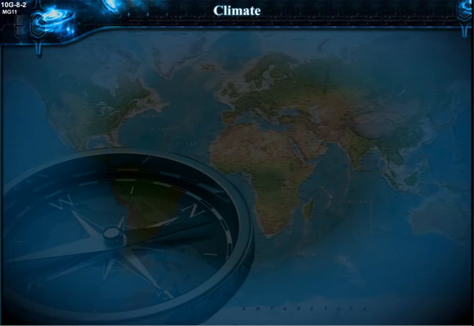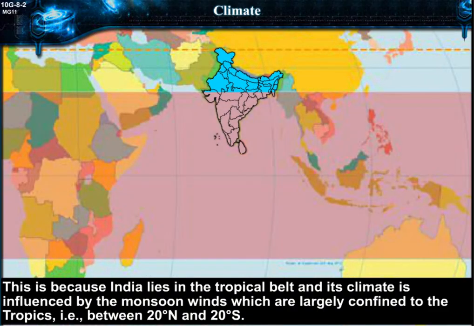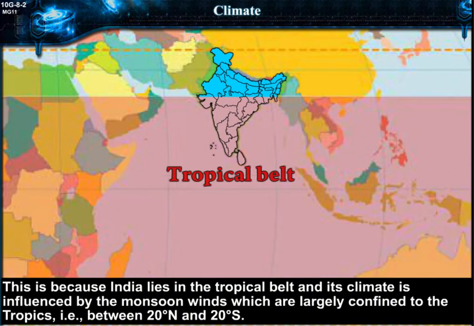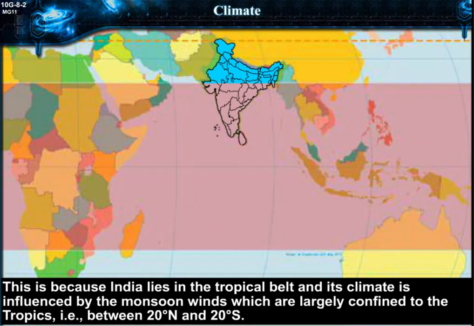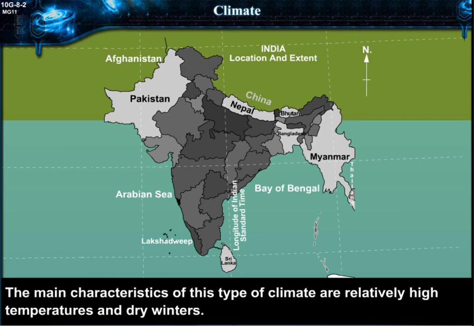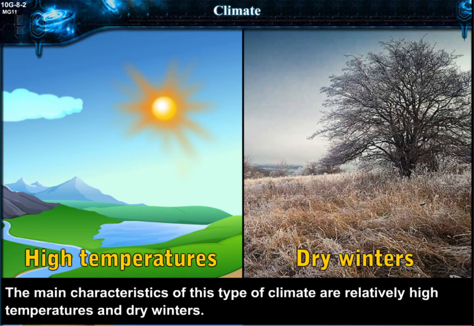Climate. India has a tropical monsoon type of climate. This is because India lies in the tropical belt and its climate is influenced by the monsoon winds, which are largely confined to the tropics, that is, between 20° north and 20° south. The main characteristics of this type of climate are relatively high temperatures and dry winters.